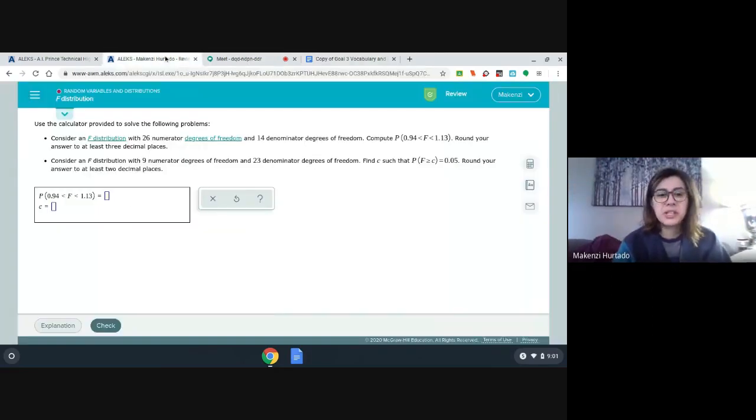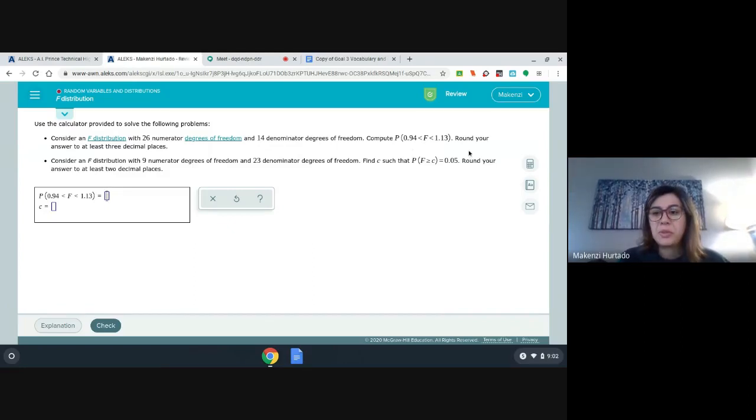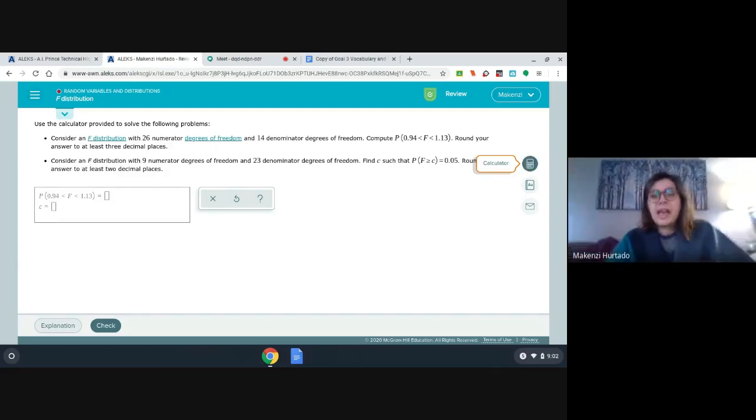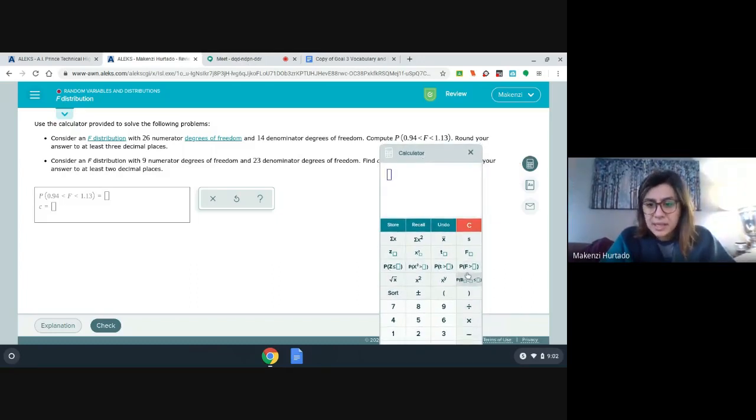So our first question has an upper bound and a lower bound. It has a numerator of 26, a denominator of 14, lower bound 0.94, upper bound 1.13. We are going to use our Alex calculator for this because there are buttons for it. It's nice and easy. So when I press the PF, you'll see the DFN and the DFD appear at the same time. So again, we're going to do our lower bound first, which is 0.94. And then we put in our denominator of 26 and our numerator of 14.